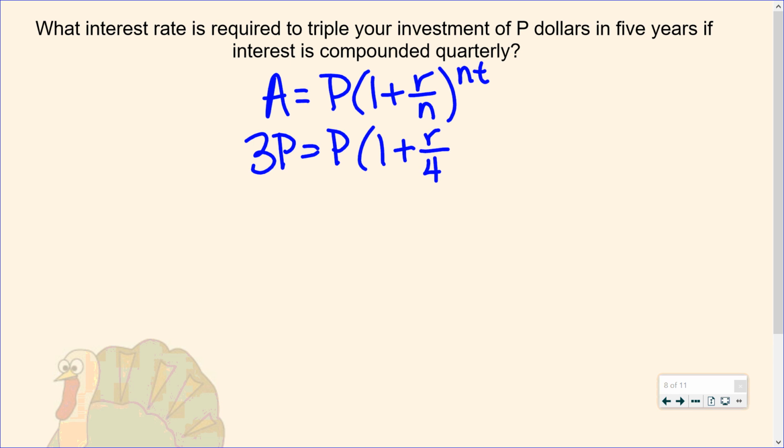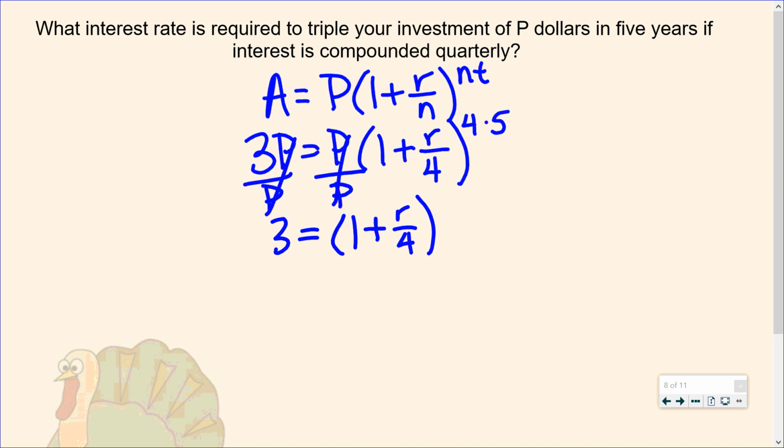4. And then 4 again. Number of years, 5. Okay, what would you do first to solve for R? Cancel what? Okay, so we're dividing by P on both sides, which means that P is going to cancel. Yep, 3. So 3 equals 1 plus R over 4, and I'm just going to do that 4 times 5.